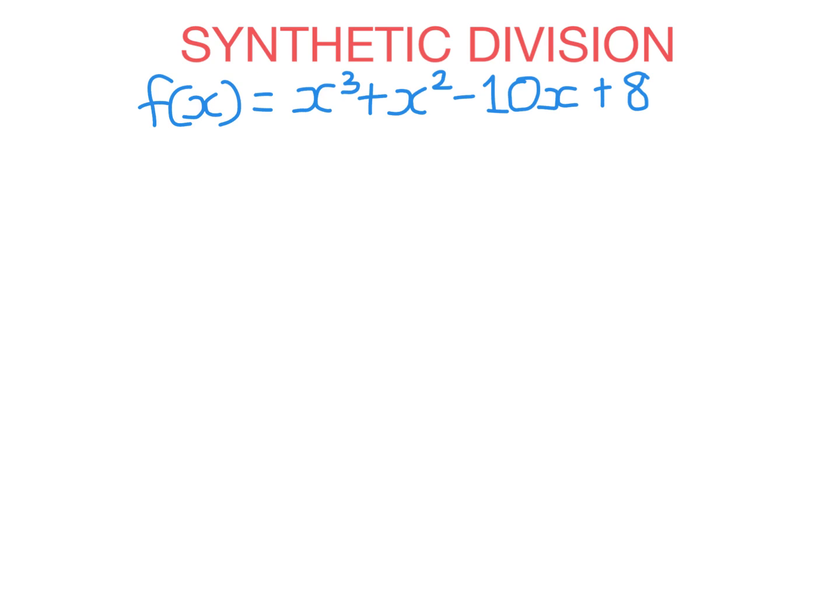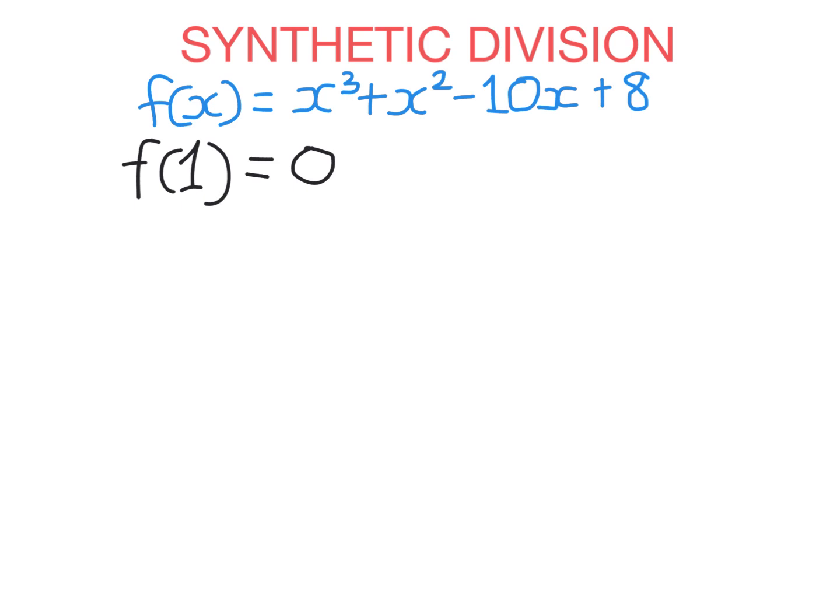Now it's easy to find a root here because the coefficients, 1, 1, negative 10, 8, they add to 0. So that straight away tells us that 1 is a root. f(1) is equal to 0, so x minus 1 is a factor. So this is how we use synthetic division.